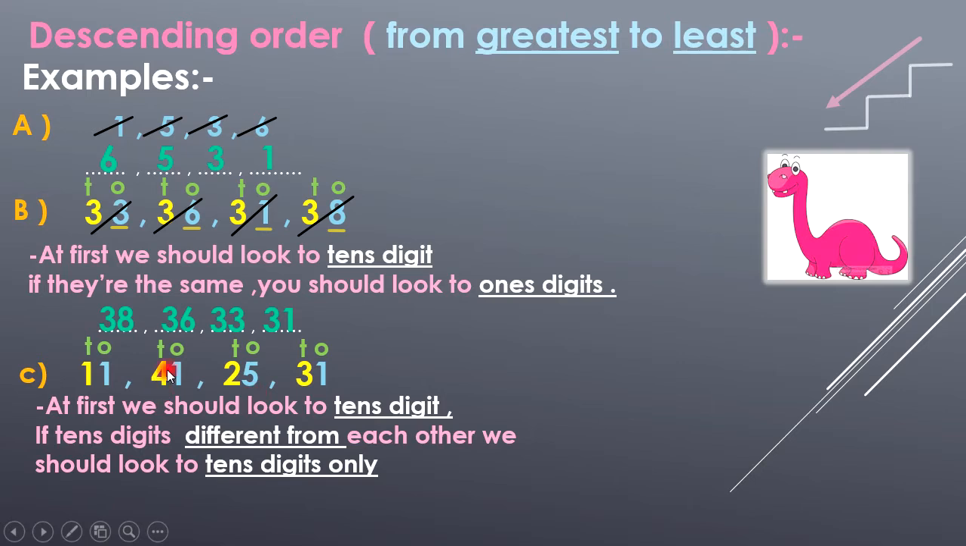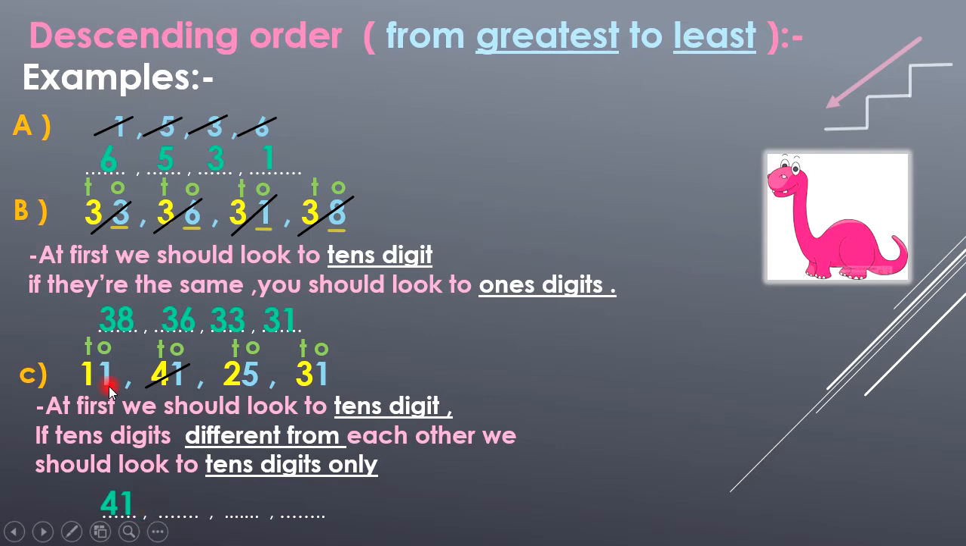Okay, so let's go. Here I have 11, and here 41, and here 25, and here 31. Let's look to the tens digit. Which one is the biggest number in the tens digit? Yes, 4 is the biggest number in the tens digit. So the first number, I cross 41 and put 41 here.